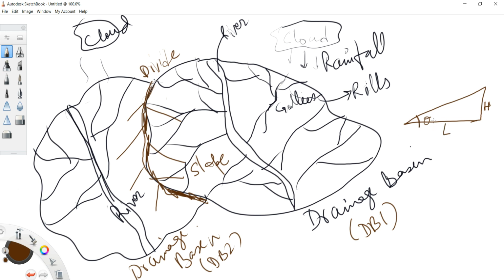So how much is the increase in the elevation as you move in this direction? That is what is indicated by slope or gradient. Gradient is another term that is used for slope. So slope or gradient, okay, they are the same term, or they have the same meaning: the change in elevation with distance.